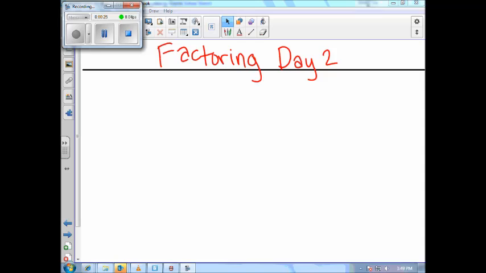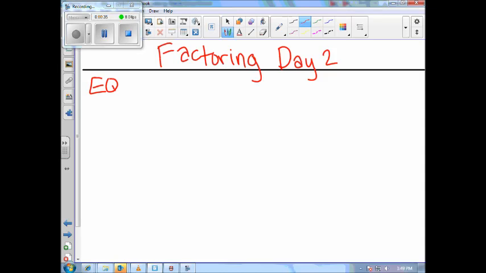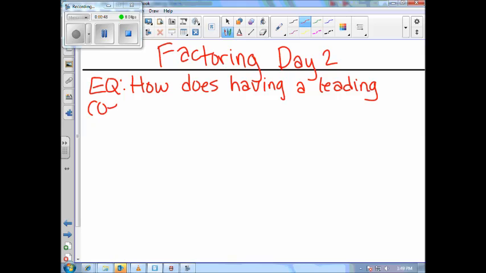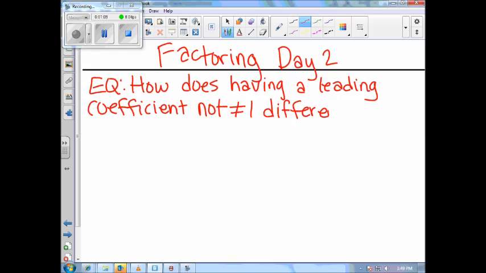Okay, our essential question today is going to be, how does having a leading coefficient not equal to 1, doesn't equal 1, different? Oh my goodness, let me think here. It's been a long day. How does having a leading coefficient change how we factor?